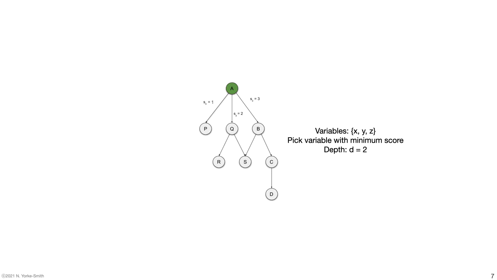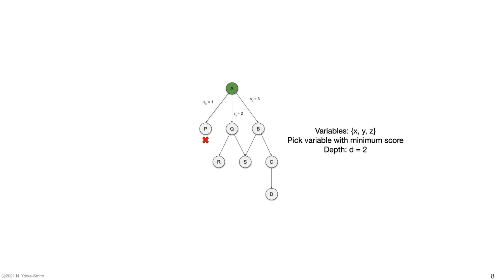Now we can run our regular heuristic, and that's going to give us scores for the variables x, y, and z. You see I've decoupled the names of the search nodes from the names of the variables. So if we run the given heuristic on variable x, it scores 1, y scores 2, and z scores 3. Okay.